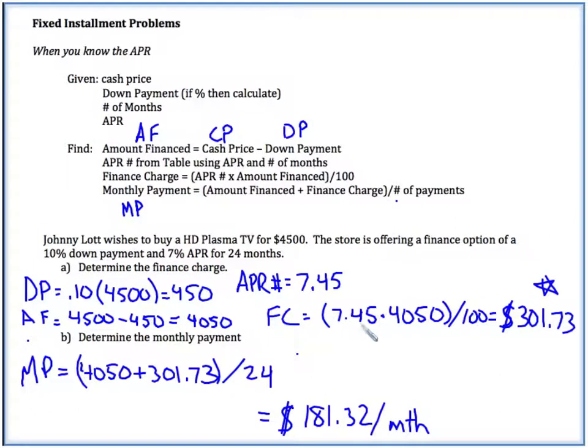So we're going to take that $7.45 and multiply by our 4,050 and then divide by 100, and we get a finance charge of $301.73. And notice that I rounded to the nearest penny here. Then to find your monthly payment, you're going to go ahead and add your amount financed to your finance charge and divide it by the number of months, which is 24, and so we get $181.32 per month.